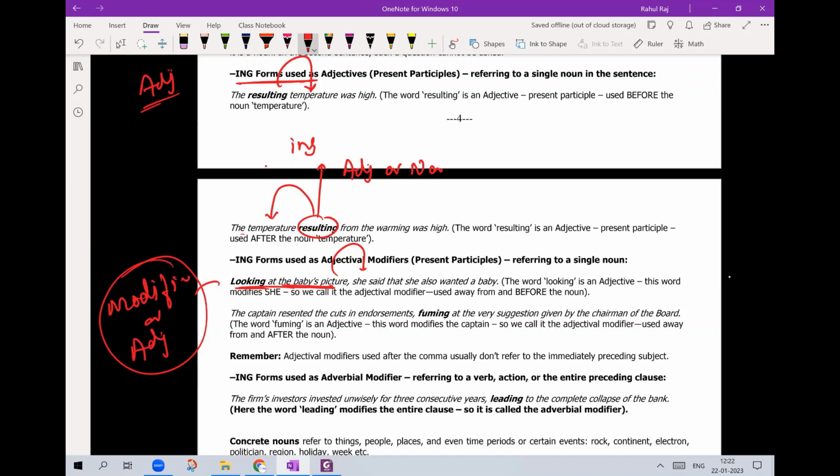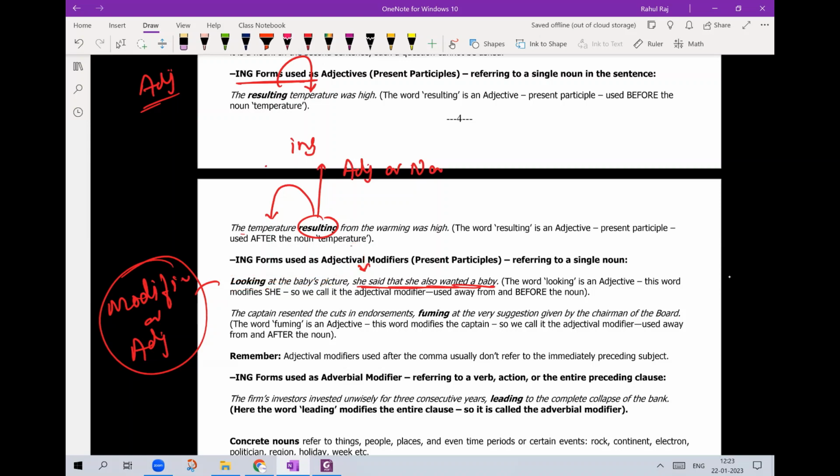Modifying the noun means you are trying to modify your noun with some adjective. That's not the core part of the sentence. We are just trying to describe the noun. So when I say looking at the baby's picture, it is nothing but trying to describe Ritu here. Ritu said that she also wanted a baby. This is a perfect clause. Looking at the baby's picture is just trying to create a situation, a scenario to describe Ritu: how? By her looking at pictures and all. So this is not the main part of the clause. This is called a modifier. I hope I made complete sense over here.